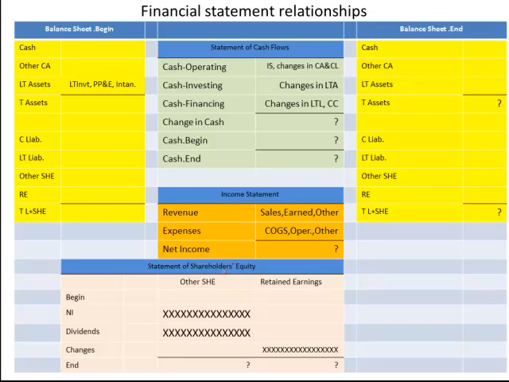Now, let's put it into perspective. We said that the balance sheet is the snapshot of a company's financial health at a moment in time. So basically, when we look at financials, we're looking at the balance sheet at the beginning of the year, the balance sheet at the end of the year, and asking the question, what happened? Why are these balance sheets different? Well, the reason these balance sheets are different is because activities happen during the year.